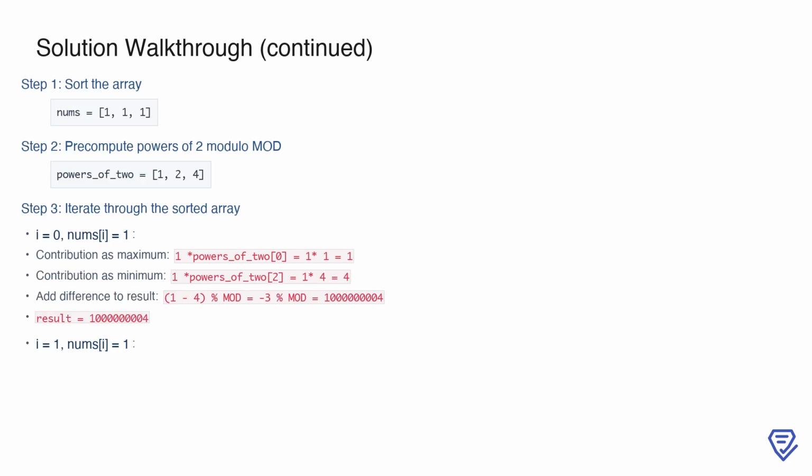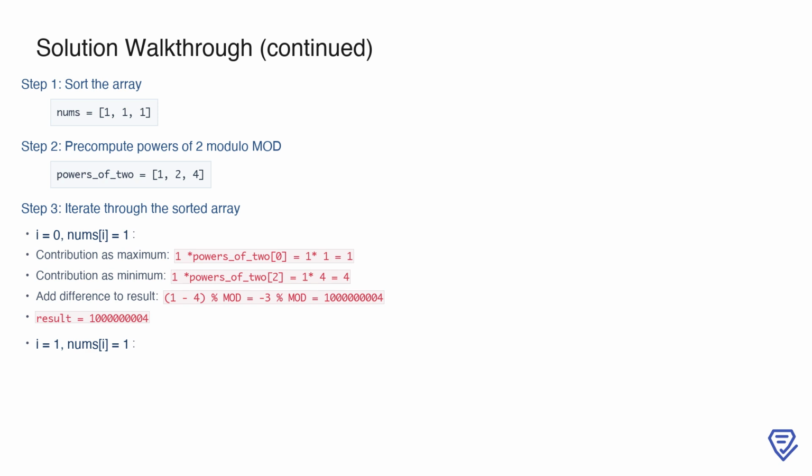In the third example, nums is 1, 1, 1. Sorting the array doesn't change it, so it remains 1, 1, 1. As before, we precompute the powers of 2 modulo 10 to the power of 9 plus 7, resulting in 1, 2, 4. Now, we process each element.